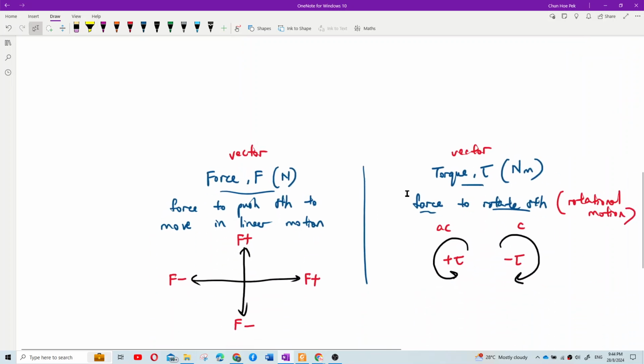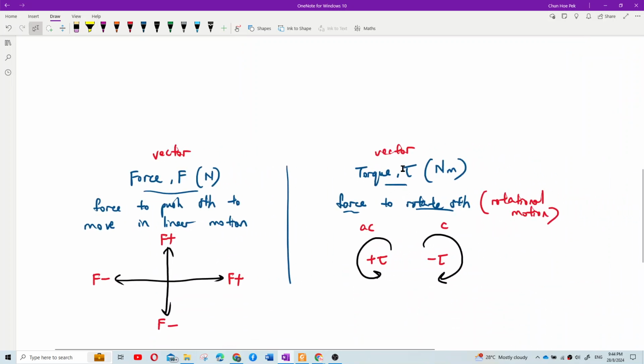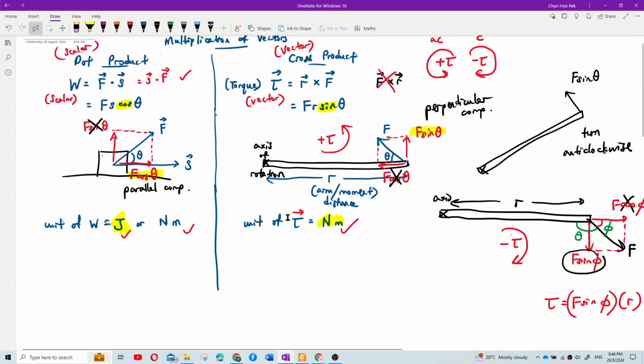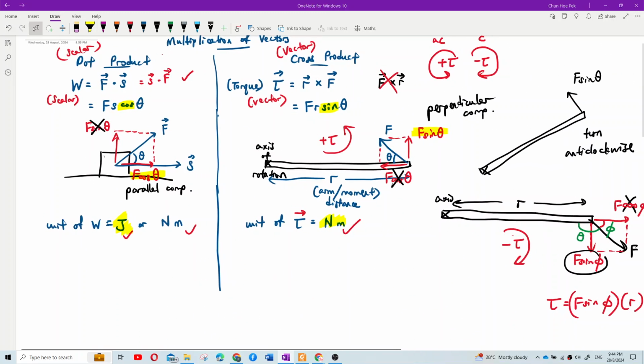Torque is like a force, but a force in rotational motion. It has a unit the same as work done, but it's not a work done. Torque is a force for rotational motion. Only the unit is the same as work done: Newton meter. Understand? Let me see your hand. Very good. So thank you. But class, don't ever write the unit of torque as joule. No, a big no.